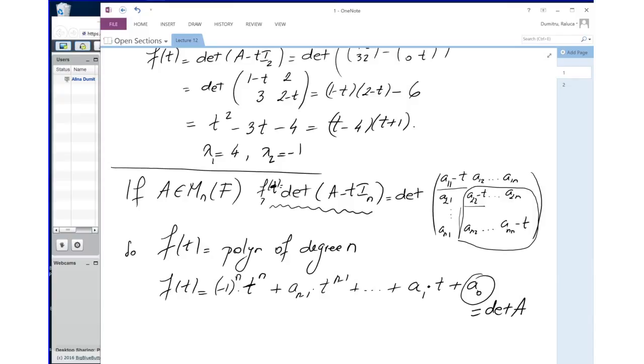And there are more things that could be said, like for instance, and I'll look into the book, maybe there are some homework questions that you can get here. There is a connection between this and the trace of the original matrix, the sum of the diagonal entries there.